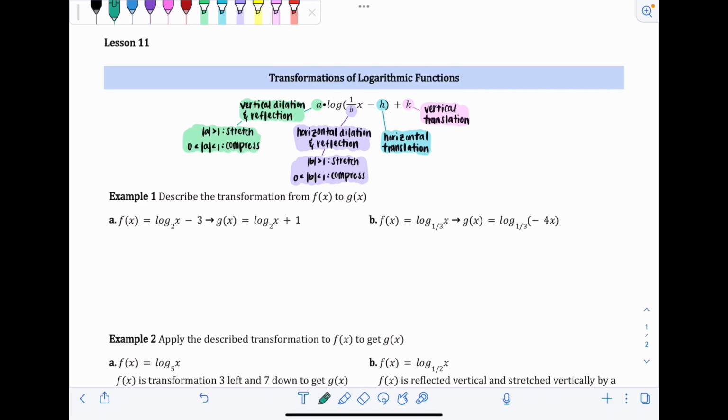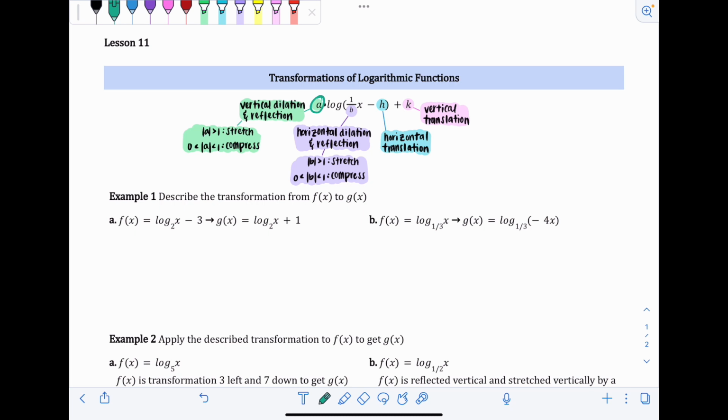Lesson 11 is transformations of log functions, and they're going to work the same way as transformations on any type of function. A is that letter that we use to represent a vertical dilation and a reflection over the x-axis. That's going to be a number multiplied out in front of the log.